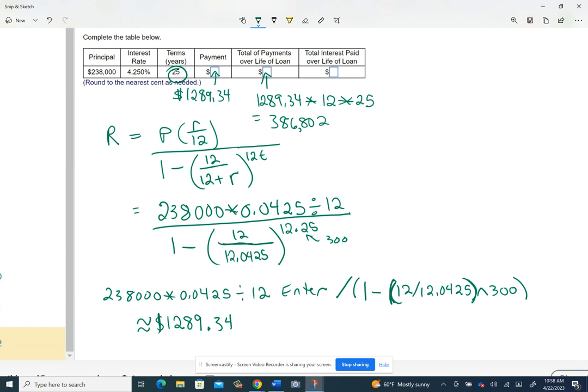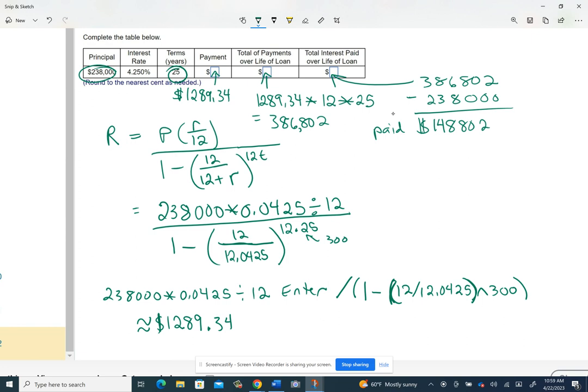All right. So remember how the amount you originally borrowed was really only $238,000. So to get the total interest, that would be the difference between the total amount you wound up paying them minus the principal of the loan, the amount you borrowed. So I'm going to subtract the $238,000 from that, and that's going to tell me that I paid $148,802 in interest over the life of the loan.